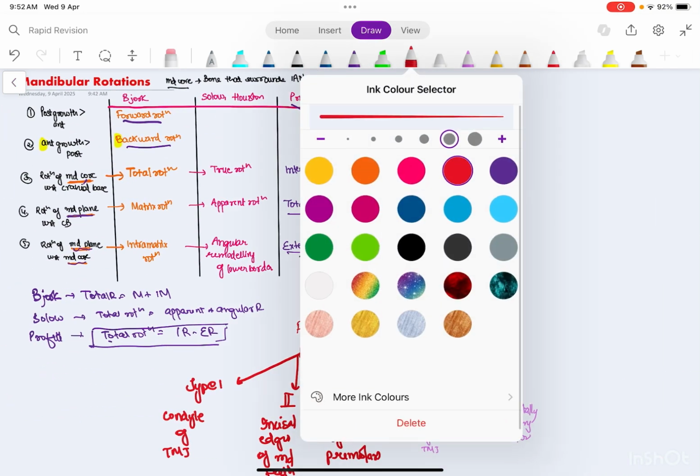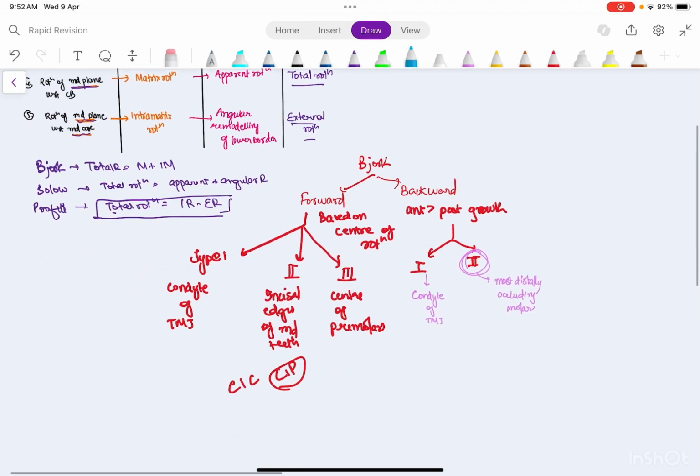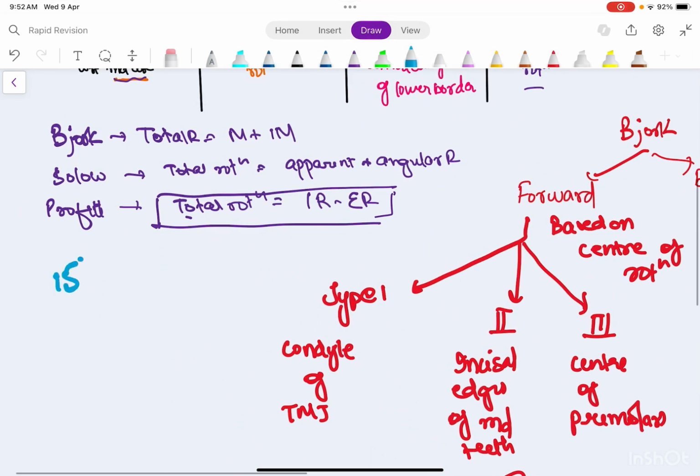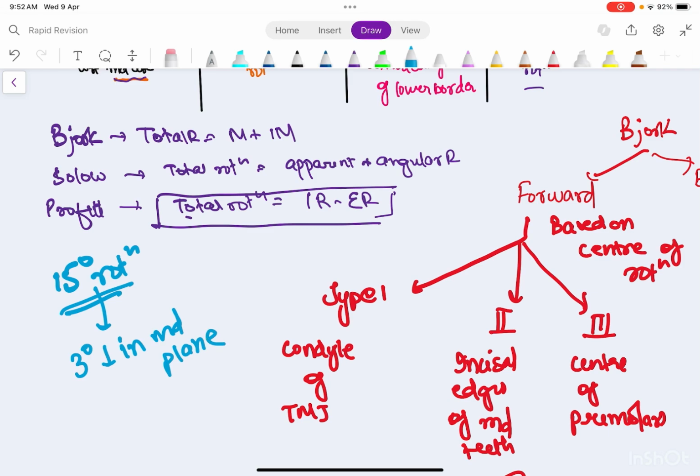Then there is this one MCQ, see, usually there's a rotation of 15 degree, and this 15 degree rotation leads to a 3 degree decrease in the mandibular plane. This is something which is factual data and you have to remember it because it is an MCQ impulse.